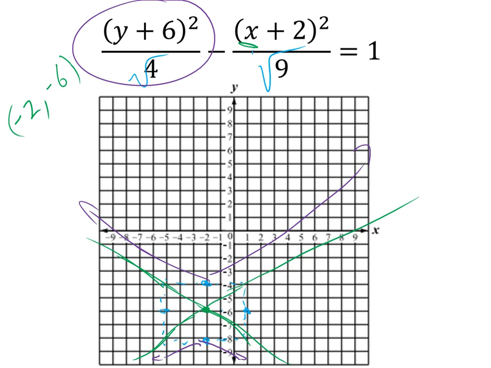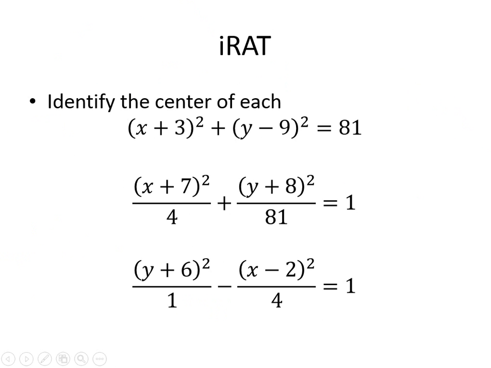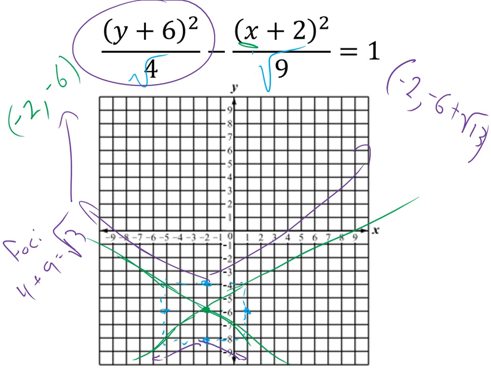And now for our foci, again we add them. So 4 plus 9 gets us 13. So we're going to add square root of 13 to our center along the y. So it's going to be negative 2, negative 6 plus root 13, and negative 2, negative 6 minus root 13. And that's going to give us our approximate foci, which will be here and here. Okay, so that would be our foci. So again, the foci are based off the centers. Okay, so this is your hyperbola.